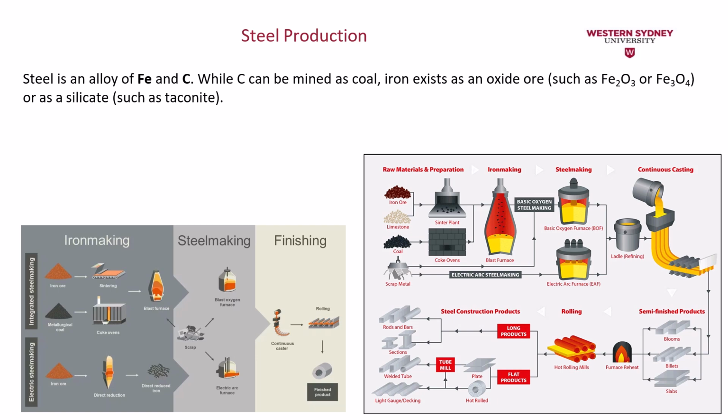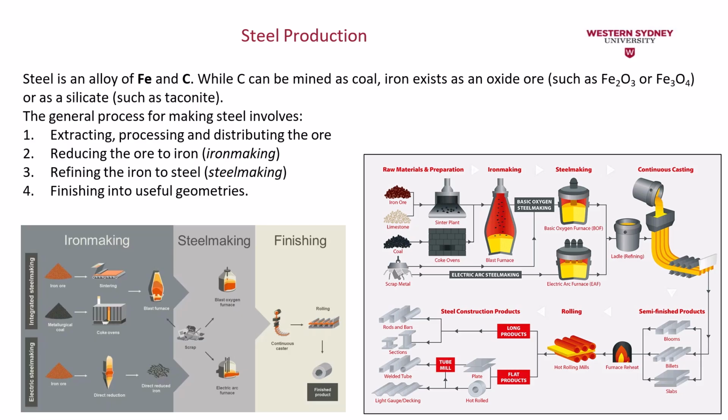So the steel is an alloy of the iron and the carbon. The carbon can be mined as a coal, and the iron exists as an oxide ore, such as ferrous oxide or ferric trioxide, or as a silicate, such as what we have in the case of the taconite.